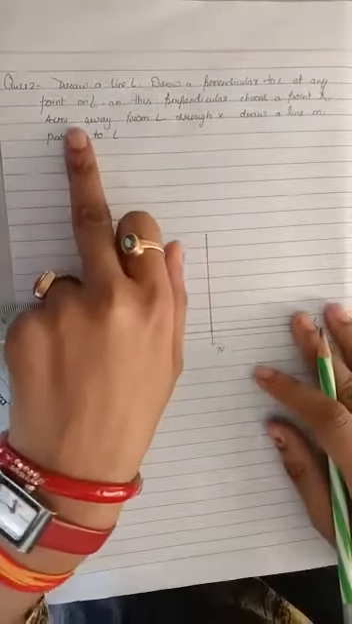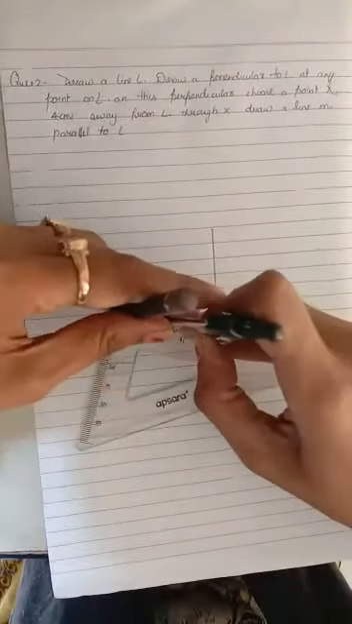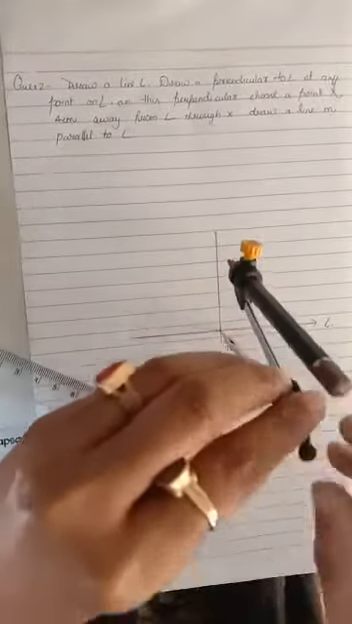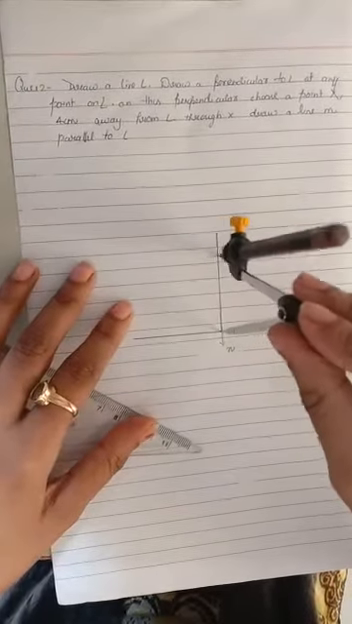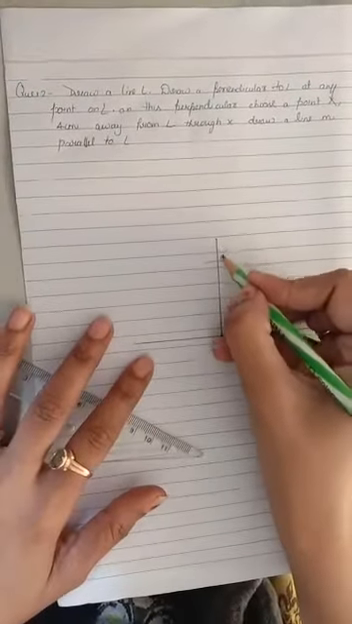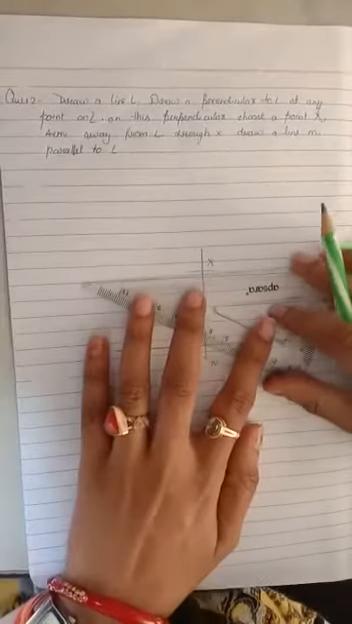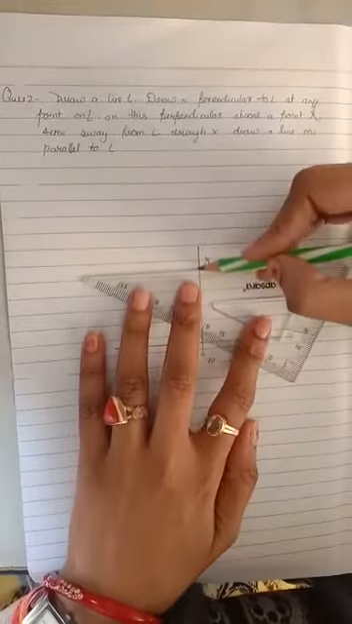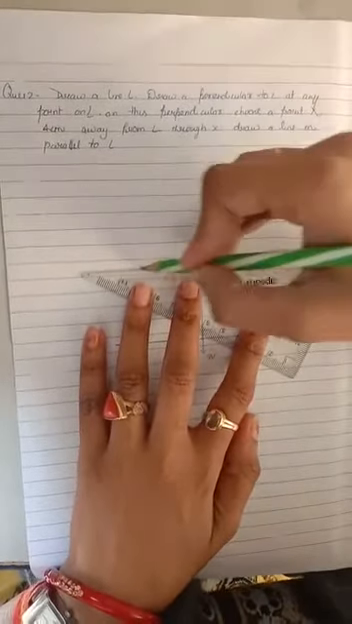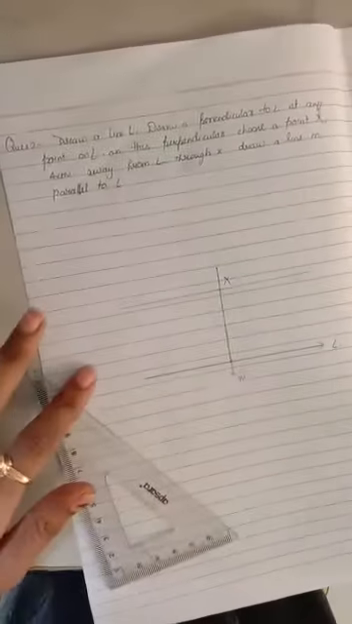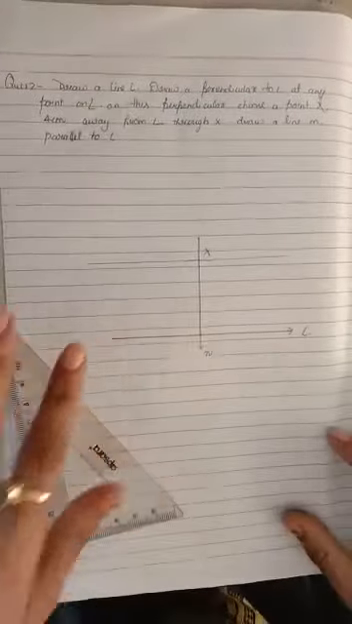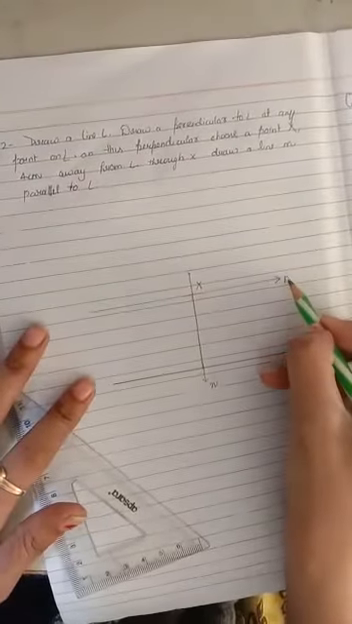Now we have to cut 4 cm. So take the distance of 4 centimeters in your compass, put it on line N and cut 4 centimeters away from the line. Here we have got point X as mentioned in question number 2. From X we will draw a line parallel to L, and this is our line which is parallel to L. This is called line M.